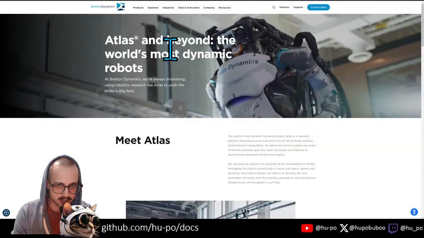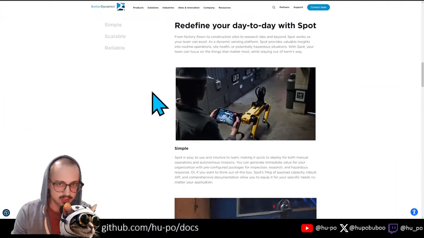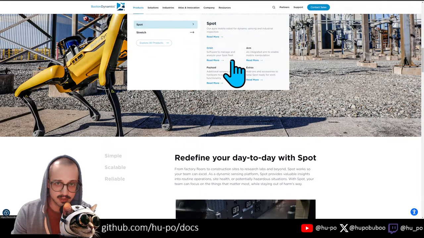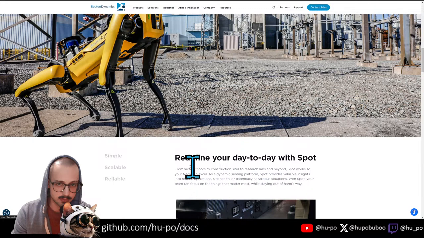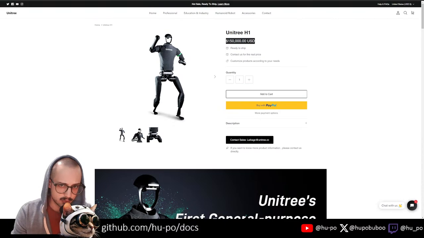If you go on the Boston Dynamics, you can go into products and you can go to Spot. You can buy their dog. I don't know exactly where the link is here, but Spot, explore all products. But I've seen links. You can buy one of these. They're basically like 70 grand. But here's the first kind of big humanoid that you can just literally buy on the internet. You can buy it with PayPal.